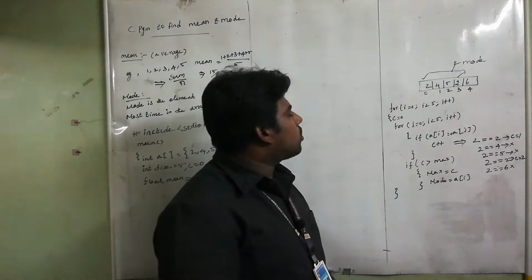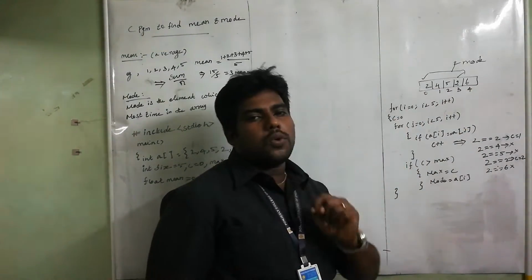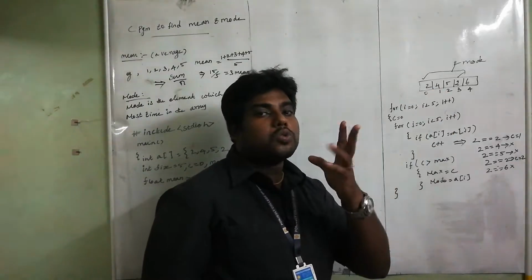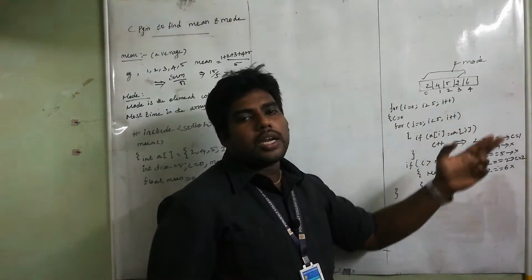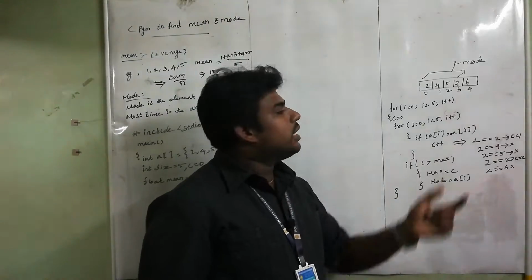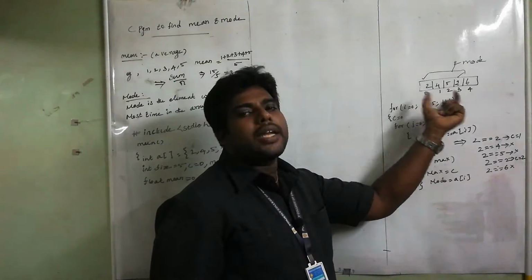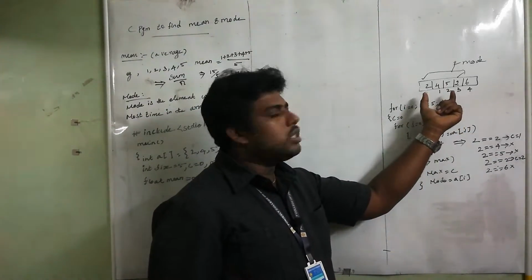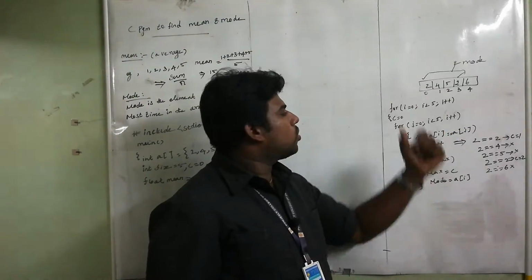The element which occurs the most. Here 4, 5, 6 occur only once. See here, the 2 occurs twice. So what's the mode of this array? The mode of this array is 2, the element which occurs the most times. So 2 occurs 2 times here. So 2 is the mode.